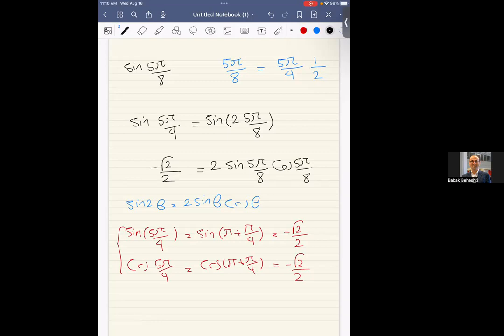I will do it in a second, but there is an easier way. It's easier to compute cosine of 5 pi over 8 first, and I will tell you why. Here, the bottom line is, you can use this equation to find sine of 5 pi over 8. And remember that in general, cosine theta is the square root of 1 minus sine squared, right? Let me finish this first and I will tell you another way.